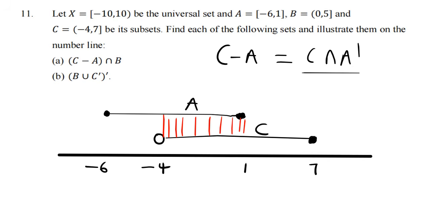Now let's also include B, because we're also intersecting this part with B. B is from 0. If I put 0 here to 5, let's say 5 is there, and 0 is not included, then I'm going all the way to 5. 5 is included. I'm going to shade there. Now you're able to see that the intersection between C intersection A complement and B is just this part, and that's the solution that we are looking for.